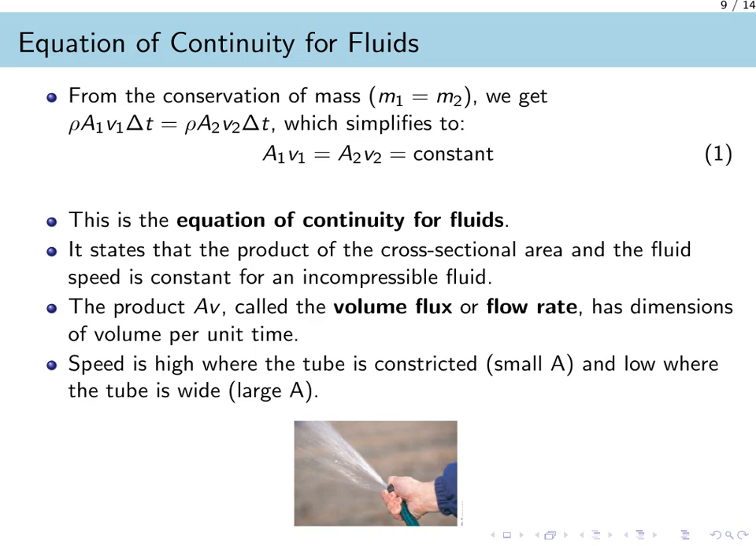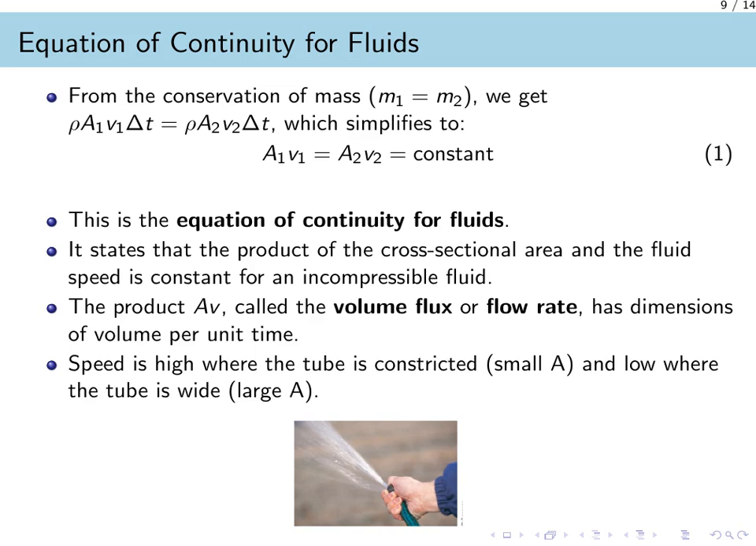This slide introduces the equation of continuity, which is a direct result of mass conservation for a flowing, incompressible fluid. The core idea is that the mass of fluid entering a section of pipe in a given time must equal the mass leaving it. Because the fluid's density is constant, the volume passing any point per second must also be constant. This quantity is called the volume flow rate, and it is equal to the cross-sectional area, A, multiplied by the fluid speed, v. This gives us the simple relationship, A1 times v1 equals A2 times v2. The product A times v remains constant along the pipe.